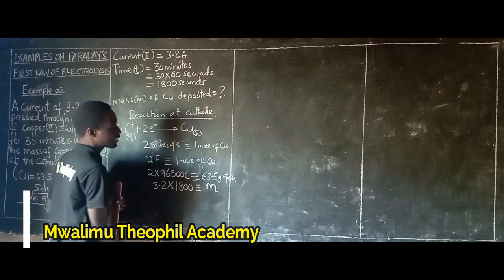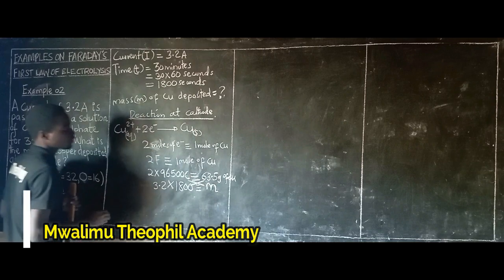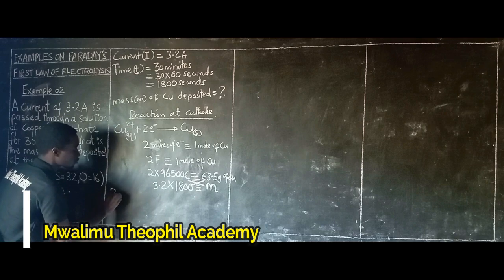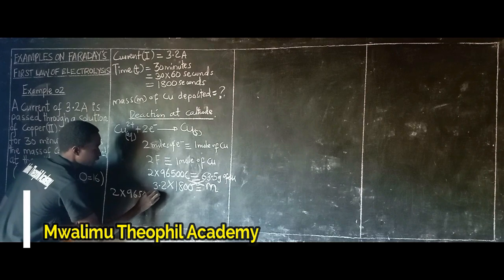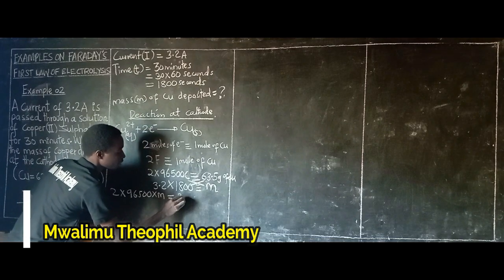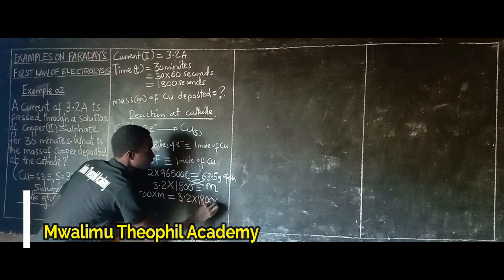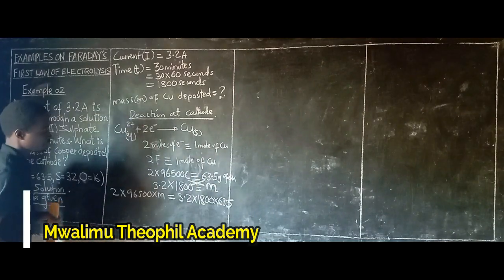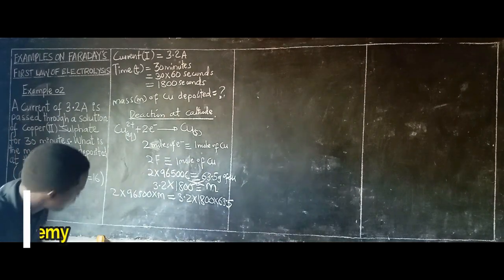Now, to get this mass, let us cross multiply these values which we have. After cross multiplication, here we are going to have 2 times 96,500 coulombs times m. This will be equal to 3.2 times 1,800 times 63.5. Now here, let us use a calculator to multiply these various values.